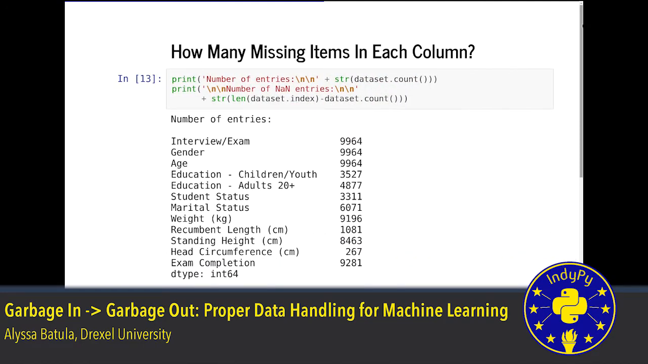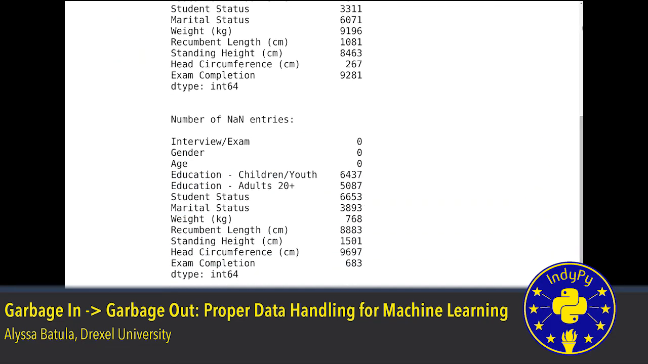So you can see there are a lot missing. Almost all of the values for head circumference are missing, 9,697. There are also a lot missing for education. Education is split into education level for children and education level for adults. It was recorded differently, but both of those columns have a lot of missing information.